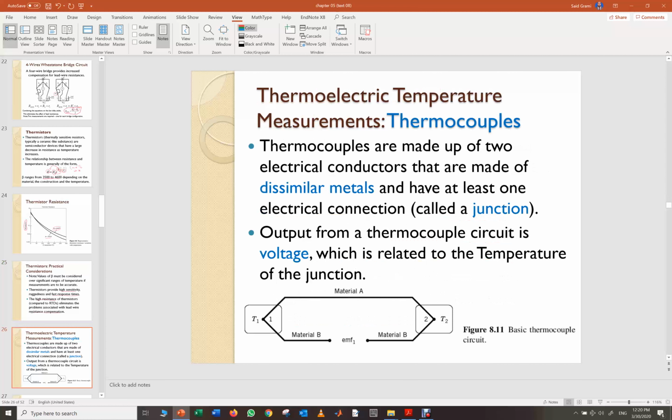Okay, we keep this part, which is about thermocouple, because it's the most used in industry, for the next video, inshallah.